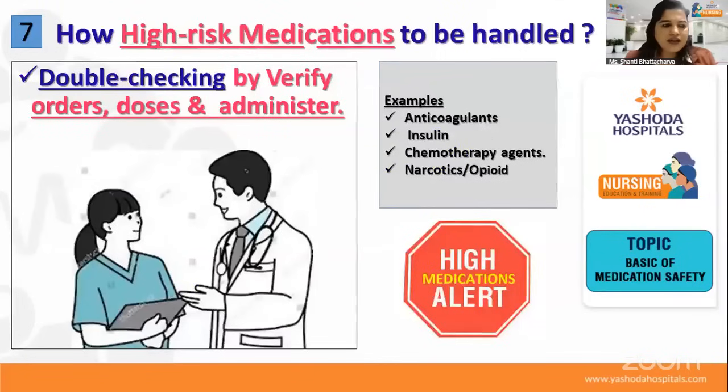Going forward, ma'am. How should high risk medications be handled? Yetunde, can you hear me? How should these high risk, high alert medications be handled? We see the category of high risk medications like atropine, adrenaline, and so on. These medications should be handled with care, especially anticoagulants like heparin, warfarin, insulin, chemotherapy agents, narcotics and opioids.